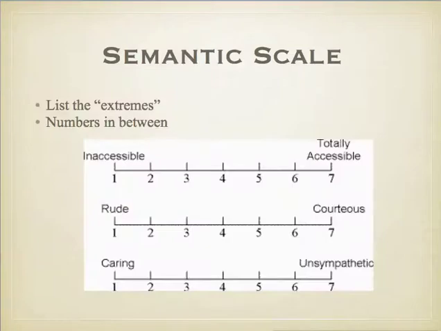Another way of doing this is what's called a semantic scale. It doesn't give you all the variables in between. It just gives you the extremes and allows the person to identify where they are in between.